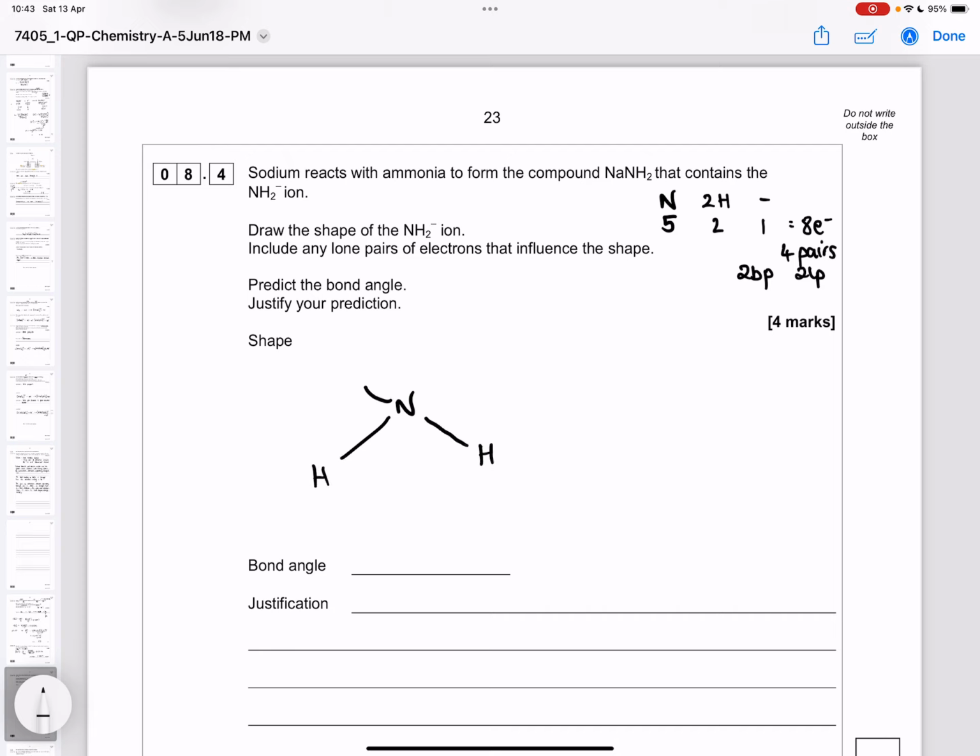So we have that V shape based off the tetrahedral 109.5, but squished down. So we're going 109.5 minus 2.5 for each lone pair, so 104.5 as our bond angle. So 104.5.